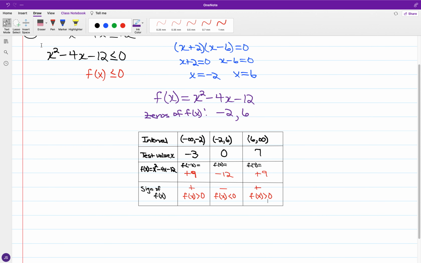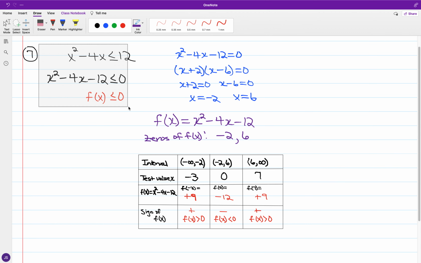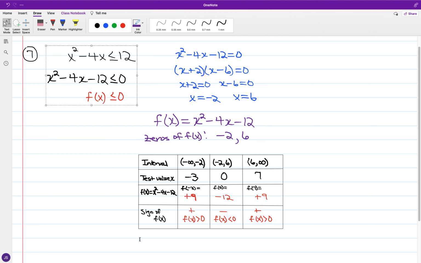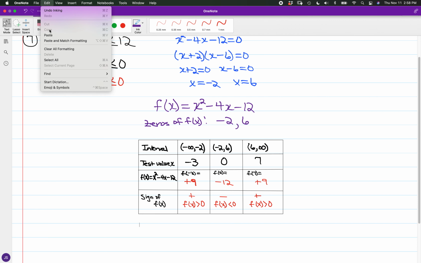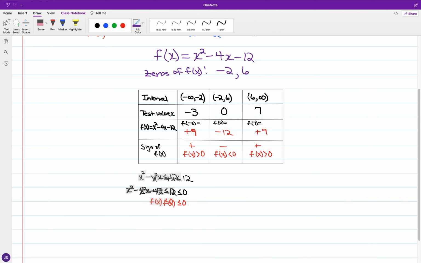And now looking at what we have present. This is the inequality we started out with: x squared minus 4x is less than or equal to 12, and then translating in terms of comparing to 0, x squared minus 4x minus 12 is less than or equal to 0, and that is in line with f of x less than or equal to 0.